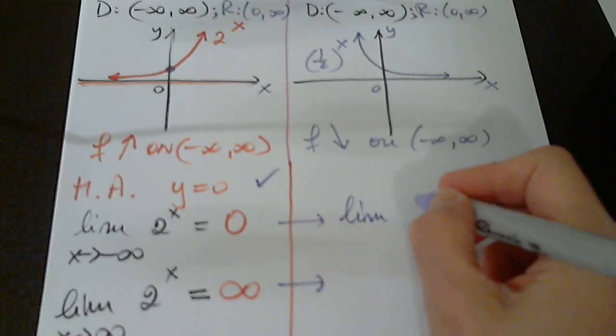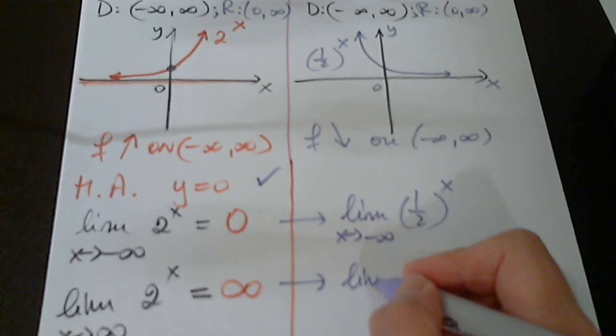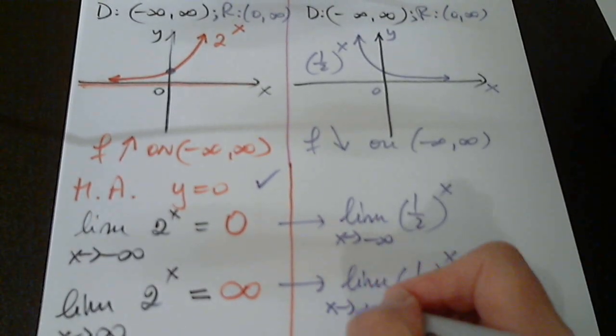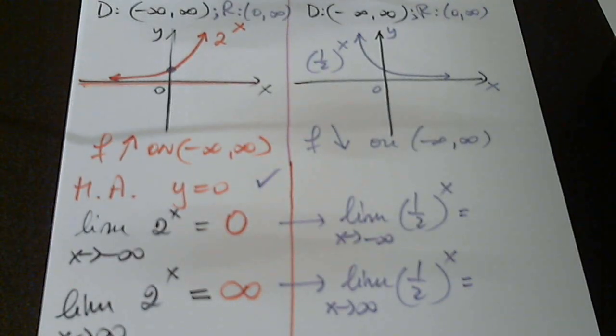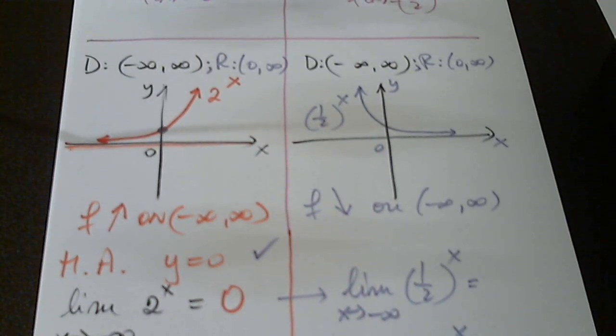Can anyone tell us the limit of 1/2 to the x as x approaches negative infinity, and the limit of 1/2 to the x as x approaches positive infinity? Everything else is the same. Same domain, same range, same y-intercept, same horizontal asymptote. What about the limits? Can anyone give us the limits?